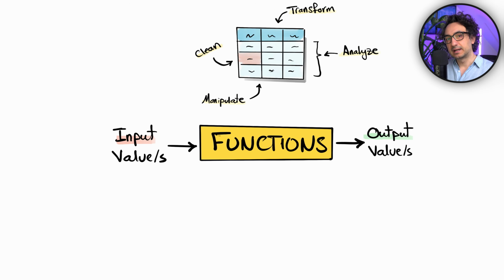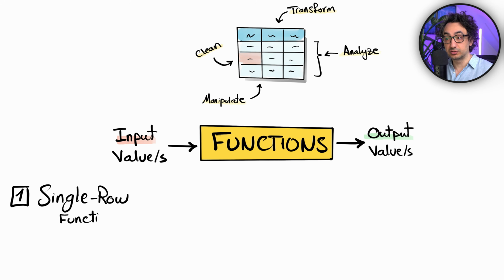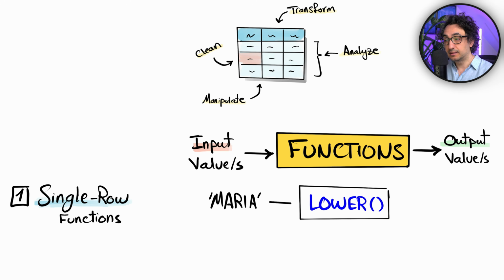So you give an input value, it does some transformations and gives an output. And we can group the functions into two big categories. The first one, we call it single row functions. So you give the function only one value, and in return you will get one value as well. The input for the function is going to be only one single value, like Maria, and the output of the function is going to be a single value as well. So one value in, one value out.